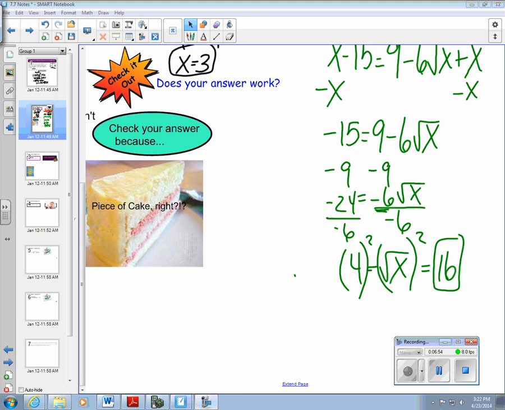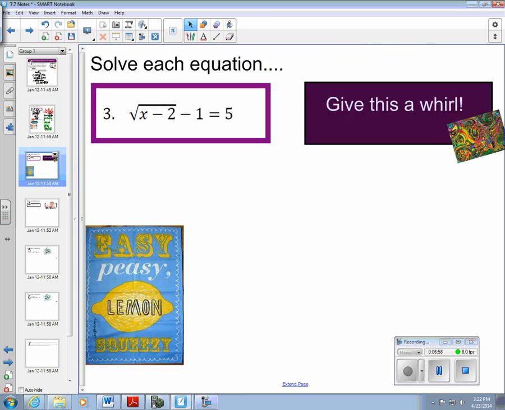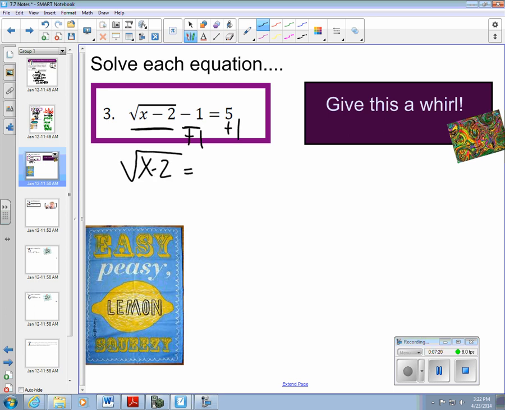All right, so if we move on to our next example, we have number 3. This one's not half as difficult as the one we just did, but we have the square root of x minus 2 minus 1 is equal to 5. Notice once again, we can't do any squaring until this negative 1 is gone because it's outside of the radical. So to get rid of this negative 1, we're going to add 1 to both sides. So we have the square root of x minus 2 is equal to 5 plus 1 is 6.